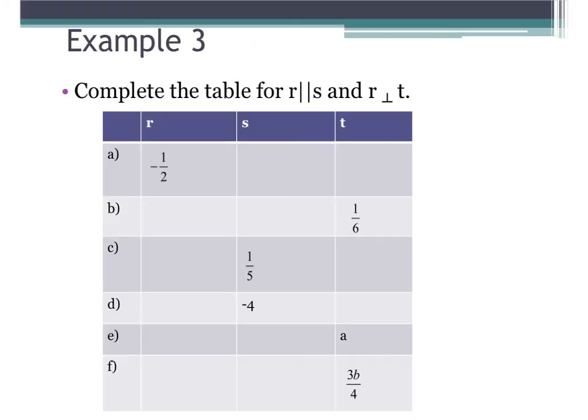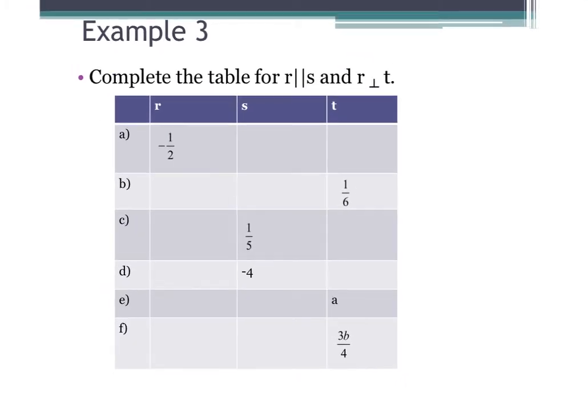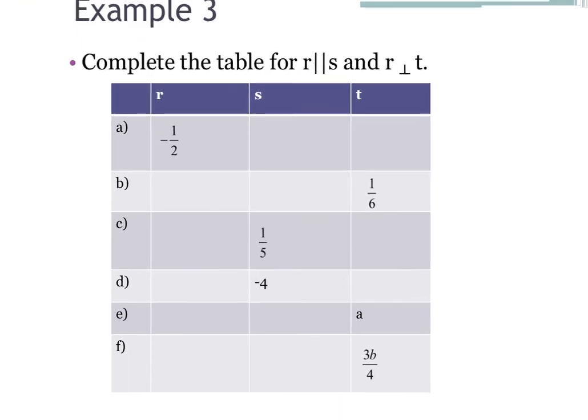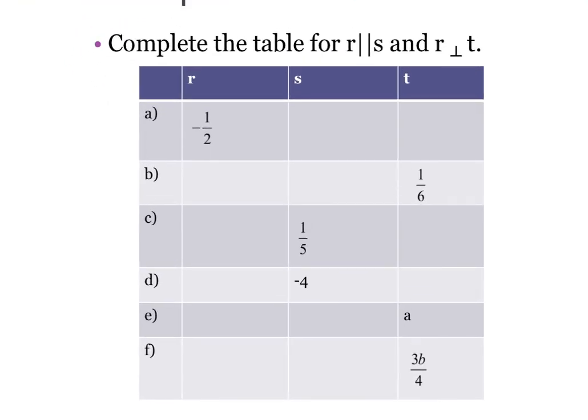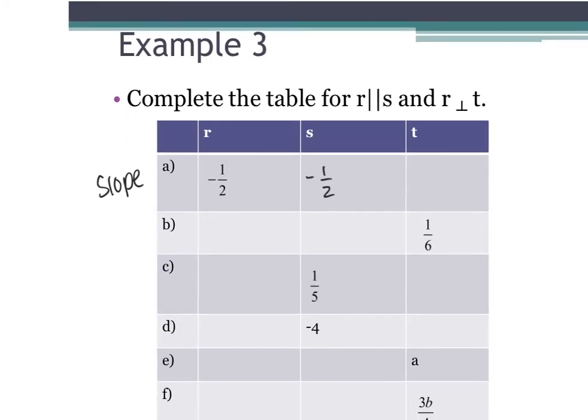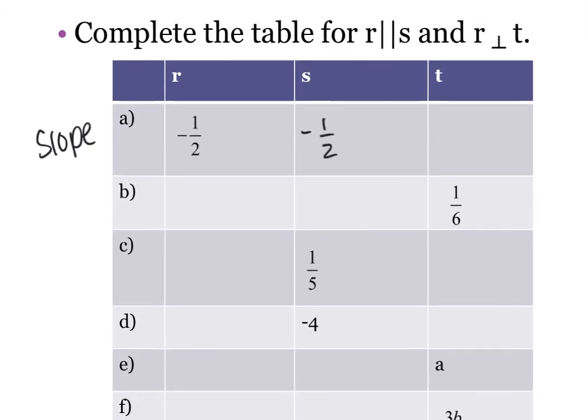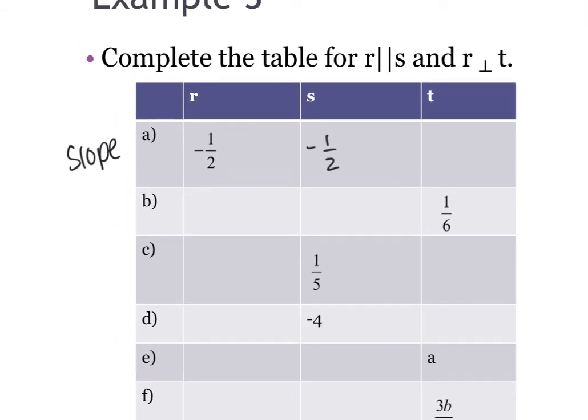Okay? All right, complete the table for R parallel to S and R perpendicular to T. So remember, if R is parallel to S, then their slope must be the same, right? And if it's perpendicular, then it must be the opposite reciprocal. So for S parallel to R, this is just going to be negative 1/2 because the slope has to be the same. Now, for T, this one's a little bit different. I see that R is negative. We're going to change it from negative to a positive, and then we're going to flip it. So it's going to be positive 2.